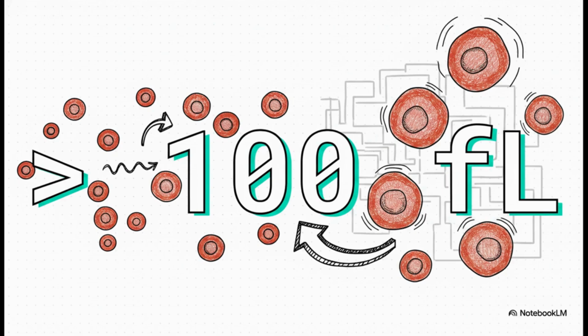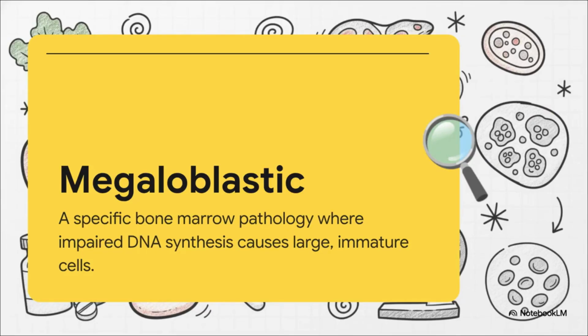Macrocytosis is really just a lab finding. It literally just means the cells are big. That's it. Megaloblastic anemia, on the other hand, describes a very specific bone marrow pathology where DNA synthesis is failing. So the main takeaway here is that all megaloblastic anemias are macrocytic, but not all macrocytosis is megaloblastic.